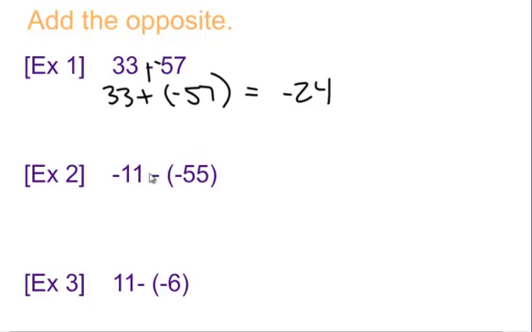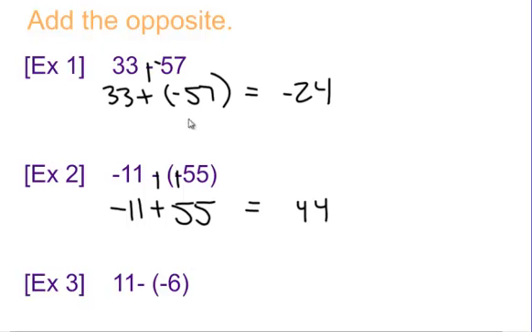Okay, number 2. Change the subtraction to addition, change the sign of the second number, so we have negative 11 plus positive 55. Negative 11 plus 55, signs are different, find the difference. 55 minus 11 is 44. The sign of the higher number, 55, is positive, so the answer is positive.